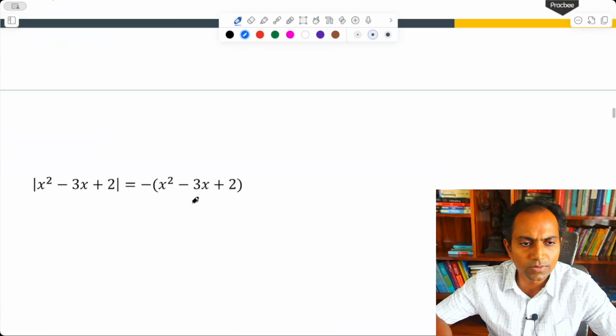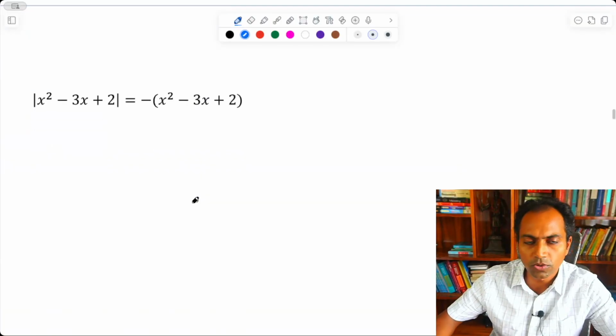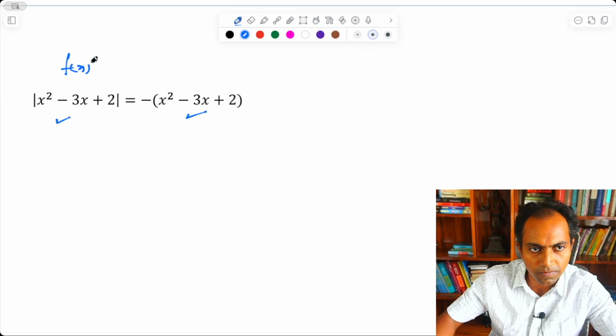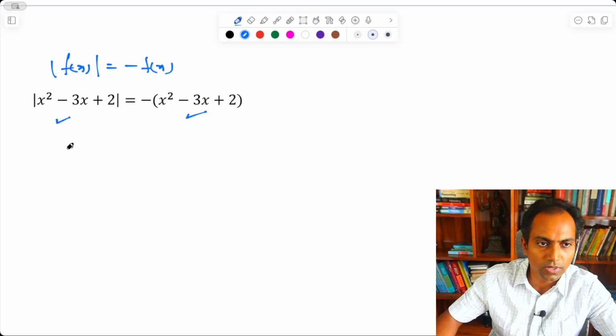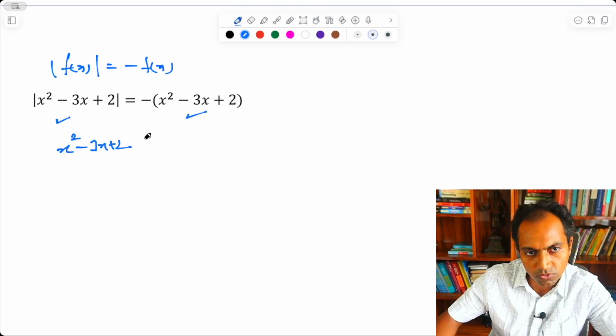Let us do it one more time for a slightly more complex inequality that is going to form. Same kind of pattern getting observed here. Mod of f(x) is equal to minus of f(x). So what are we going to do? f(x), that is x square minus 3x plus 2, should be smaller than or equal to 0. This can be written as (x minus 1)(x minus 2) after factorization.